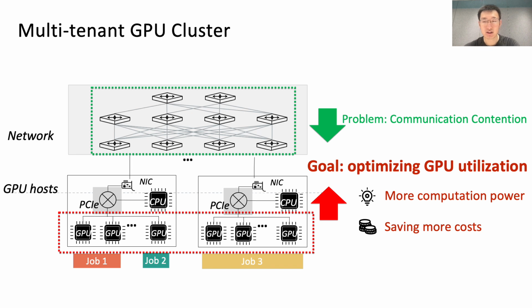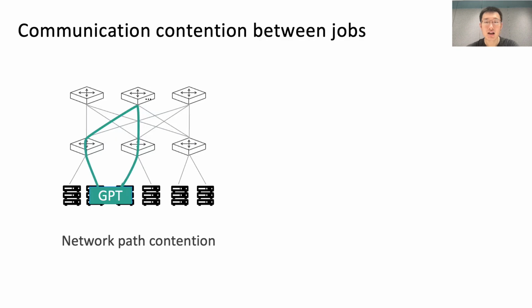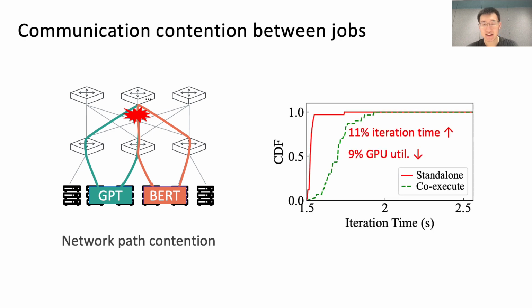However, multi-tenant GPU clusters introduce a problem, communication contention between jobs, which significantly degrades GPU utilization. Let me show you one example. Suppose we have a GPT model running in the GPU cluster. If we run another BERT model concurrently, the traffic of two jobs need to pass the same switch link and compete for the bandwidth. We call this communication contention on network path. For this case, our experiment shows that the iteration time for the GPT model is increased by 11%, and the GPU utilization is dropped by 9%.